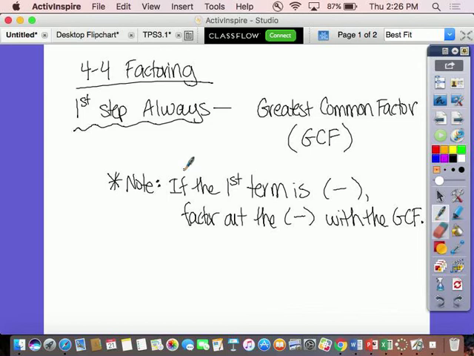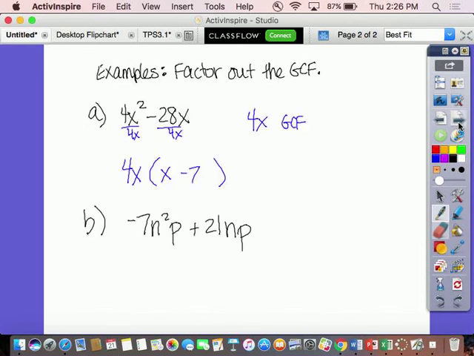As a side note, if your first term is negative, you're going to factor out a negative along with the GCF. So here is our first example, 4x squared minus 28x. The GCF of 4 and 28 is 4, and the GCF of x squared and x is x. We factor out the 4x, and then we open up parentheses to see what do we need to multiply by 4x to get 4x squared minus 28x, and that's x minus 7.